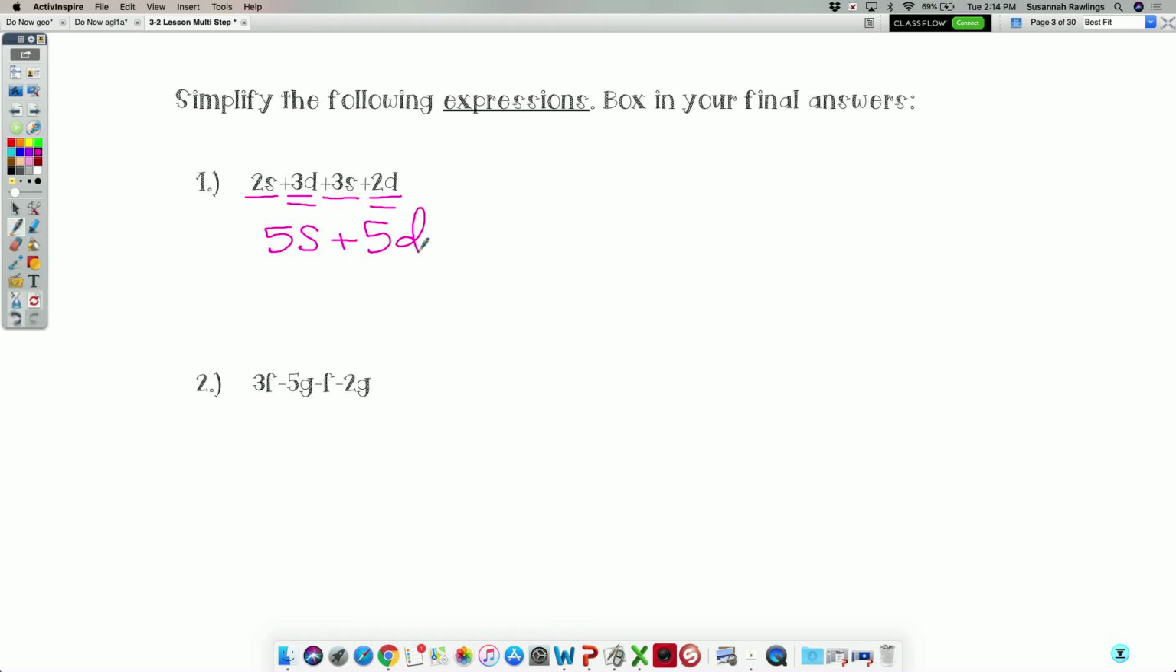Go ahead and grab your whiteboard. Let's do the next example on your whiteboard. So I'm going to pause here so we can do that.